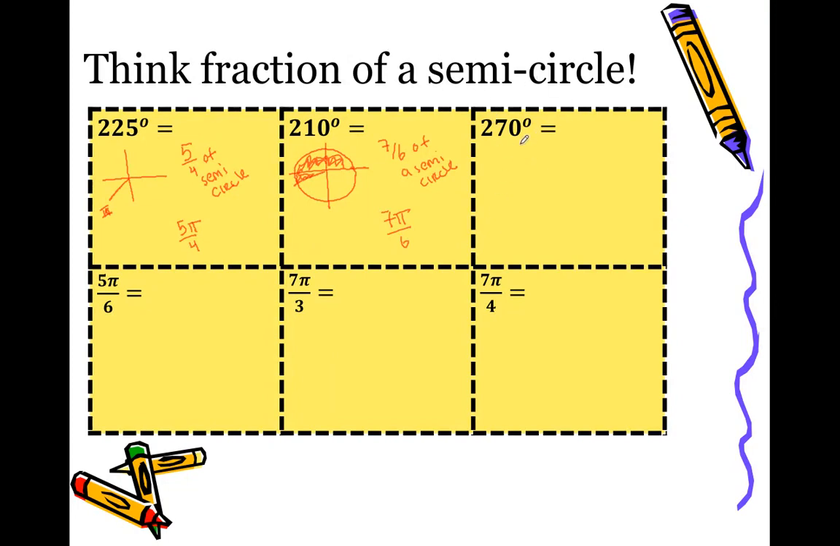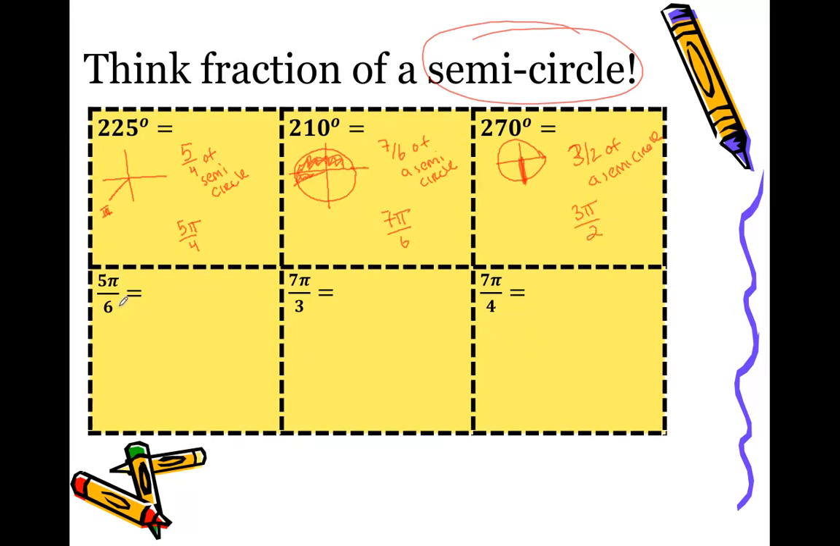What about 270? Think about your circle. That ends up right down here, right? That's on the negative y-axis. So that's going to be 1/2, 2/2, 3/2, right? I'm saying half because I'm thinking fraction of a semicircle, right? So this right here is 3/2 of a semicircle. So it's going to be 3 pi over 2.